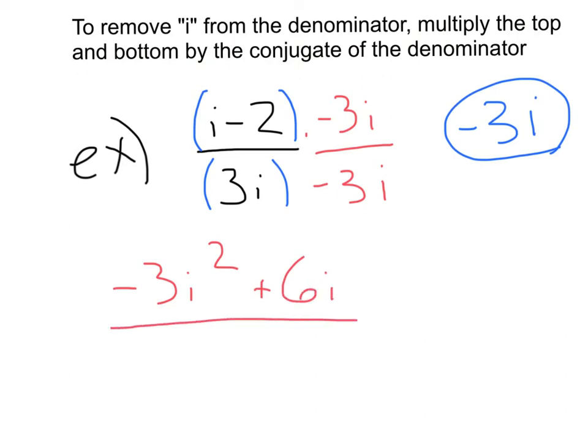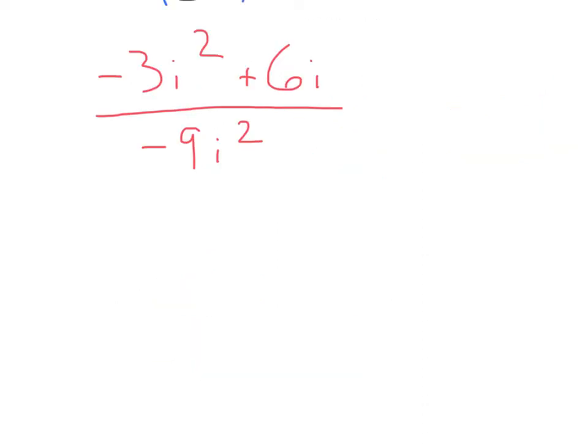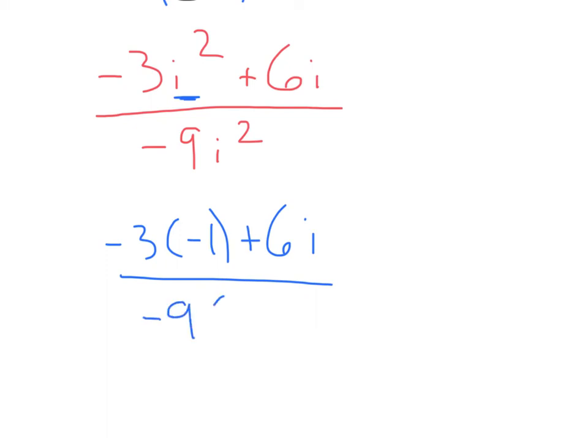Moving down to the denominator here, I'm going to have 3i times negative 3i. That's going to give me negative 9i squared. Let's keep moving forward. We know this i squared on top is going to become a negative 1. So this is going to become negative 3 times negative 1 plus 6i. We know this i squared on the denominator is going to become a negative 1 also. That's going to become negative 9 times negative 1. Now if I want to simplify this, finally I have negative 3 times negative 1 is positive 3. I'm left with this plus 6i.